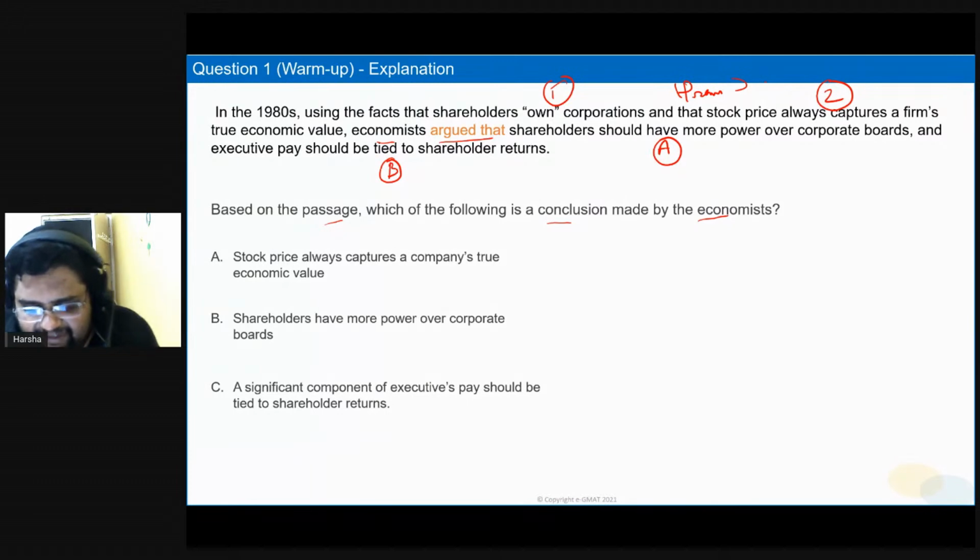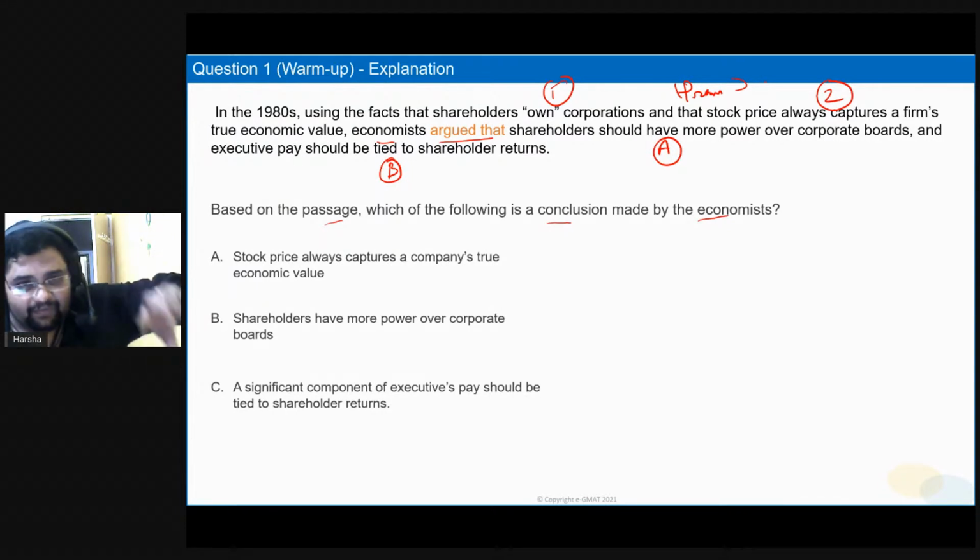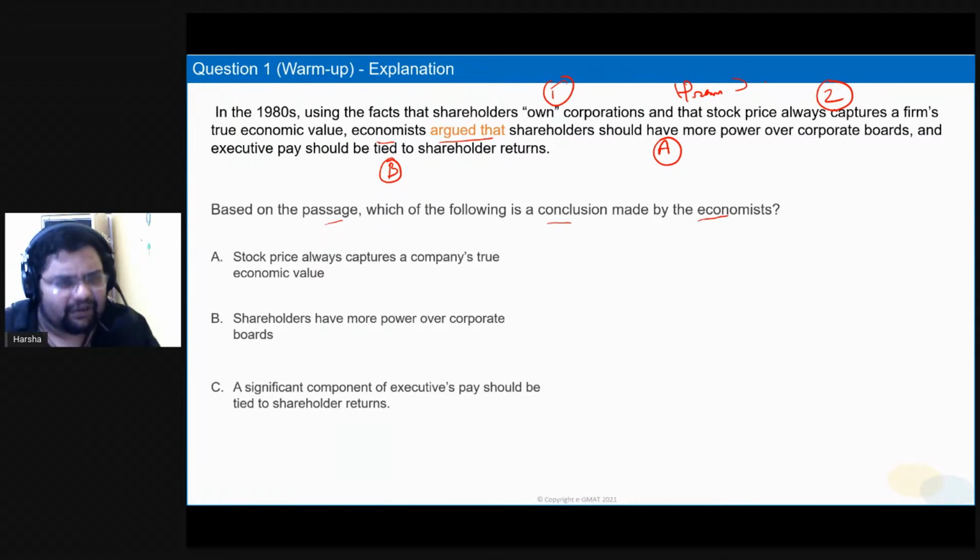Is this very, very clear? The keyword is "argued that." "Argued that" is a keyword that indicates that this is the point being made by that person. In other words, this is the conclusion that is being made. So here you can see, using the facts 1 and 2, the argument being put forward by the economists, or in other words, the point that the economists want you to take away, that's what you call a conclusion, even in your critical reasoning, right? That point is that A, shareholders should have more power, and B, executive pay should be tied to shareholder returns.